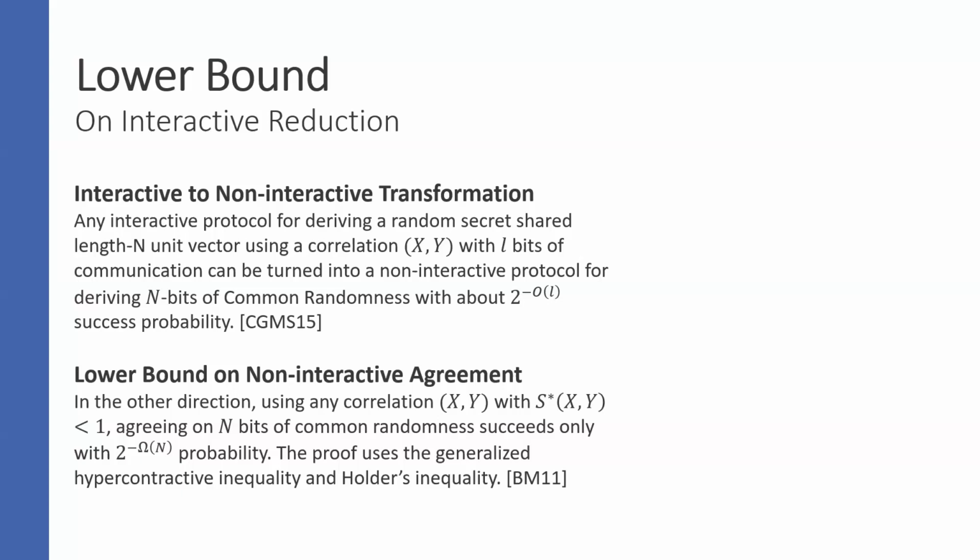And on the other side, we show lower bounds on non-interactive agreement. So we show that using any correlation XY with S-star less than 1, which holds for many correlations, including the OT correlation, agreeing on n bits of common randomness succeeds with probability only 2 to the minus omega of n. This is a generalization of a theorem of Bogdanov and Mossel, which we generalize using a generalized hypercontractivity inequality and other inequalities. So using these two statements, we have a linear lower bound of L.